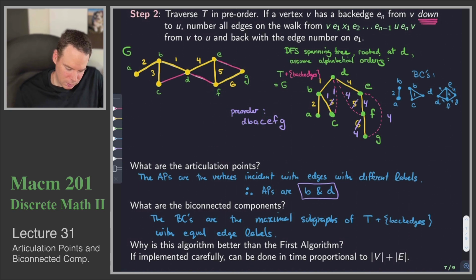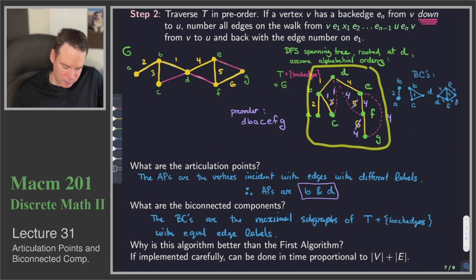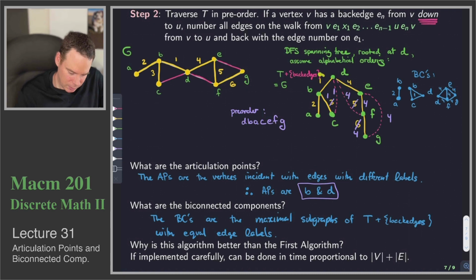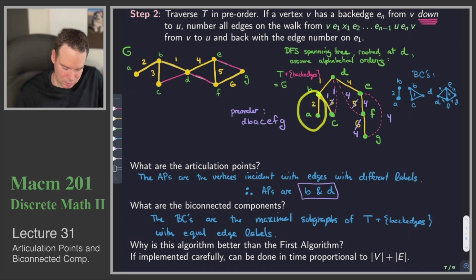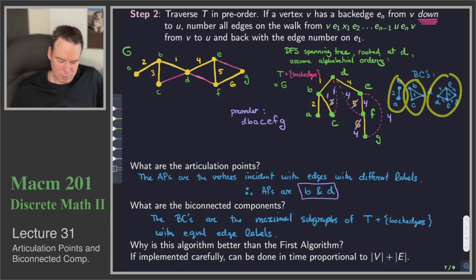So by that I just mean look at your T with back edges and pick off the maximal subgraph that contains all the edge labels of 1s. So that's that one. Then pick off your subgraph that has all edge labels of 4, the maximal one, so the one that contains all edges with labels 4. Don't leave any of them out. That's what I mean by maximal here. Take them all. And then the ones with edge label 2. And those give you your biconnected components.